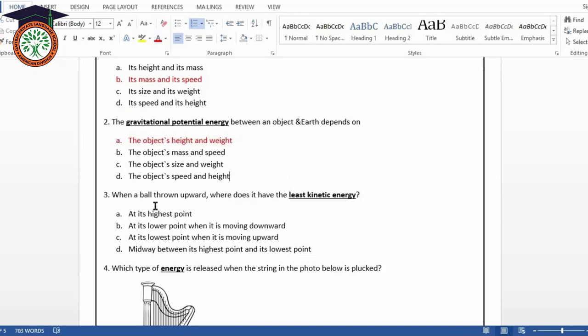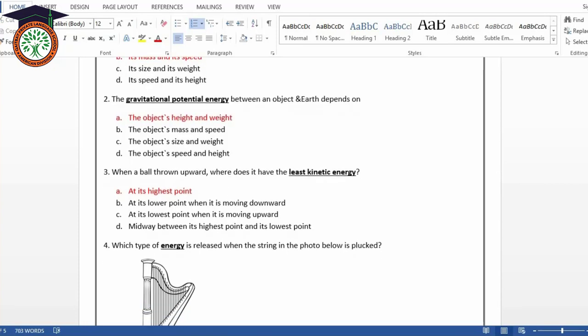Okay, so question number 3. When a ball is thrown upward, where does it have the least kinetic energy? At the highest point, or the lower point when it's moving downward, or the lower point when it's moving upward, or midway between the highest point and the lower point? We know that the least one is the highest point, right? And at the same point, it will have the highest gravitational potential energy.